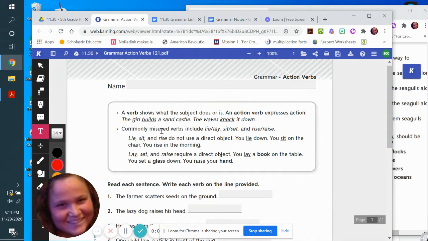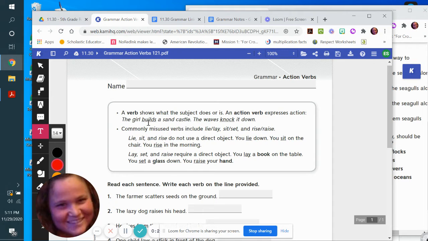Now, an action, well, just a verb in general, shows what a subject does. So we talk a lot about this in our class, that you're actually doing an action. So running, building, walking. It's something that you see somebody doing is a verb. So an action verb expresses that action.